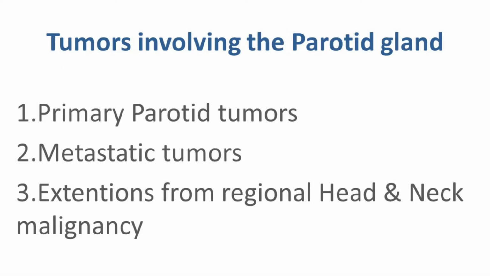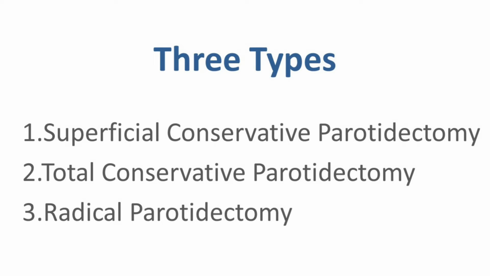There are three types of tumors that involve the parotid gland. First is primary parotid tumors. Second is metastatic tumors. Third is extensions from regional head and neck malignancy. Based on the plane in which the nerve travels through the gland, it is divided into superficial and deep lobes.